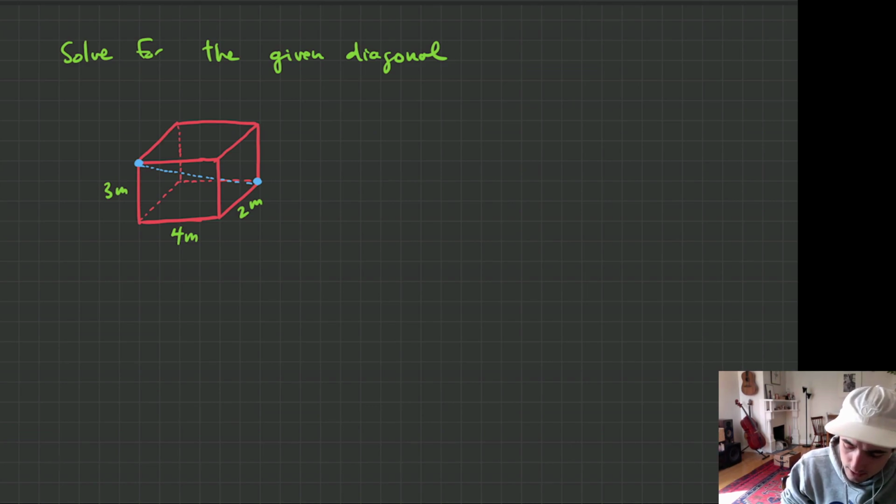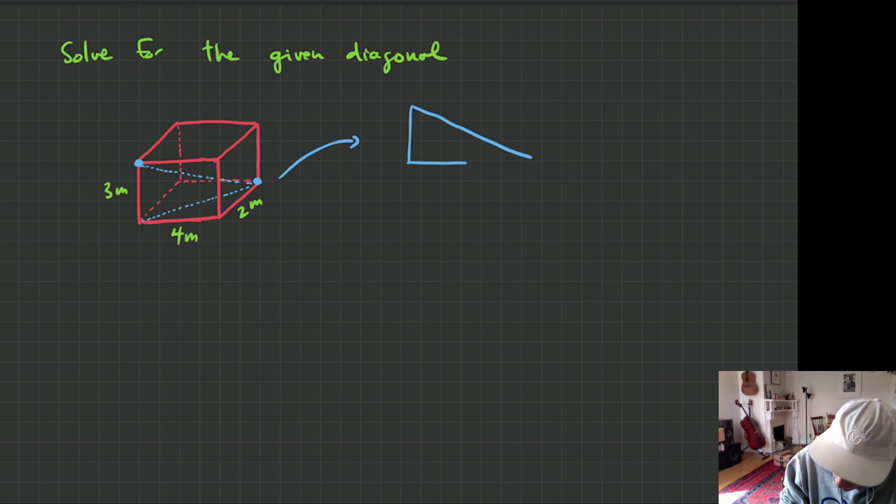enough information. But what I want to point out is that if we sort of drew a line from here to here, and maybe I should make it a dotted line because it's, again, sort of see-through. So if I did this, then all of a sudden maybe you can see that we have a right angle triangle here, and I'll copy it over here. So the right angle triangle would look like this.